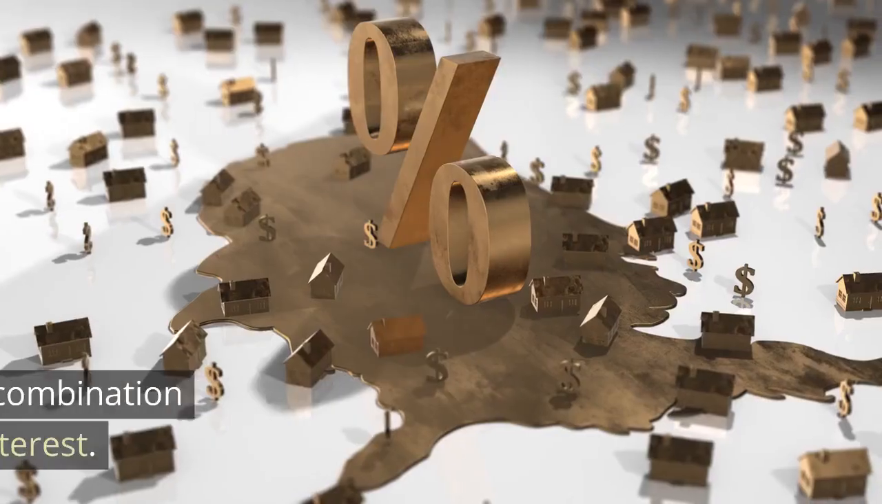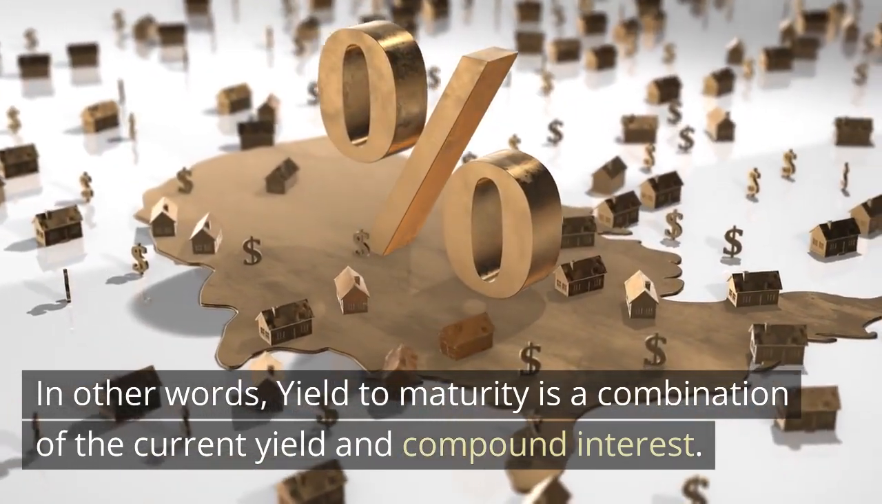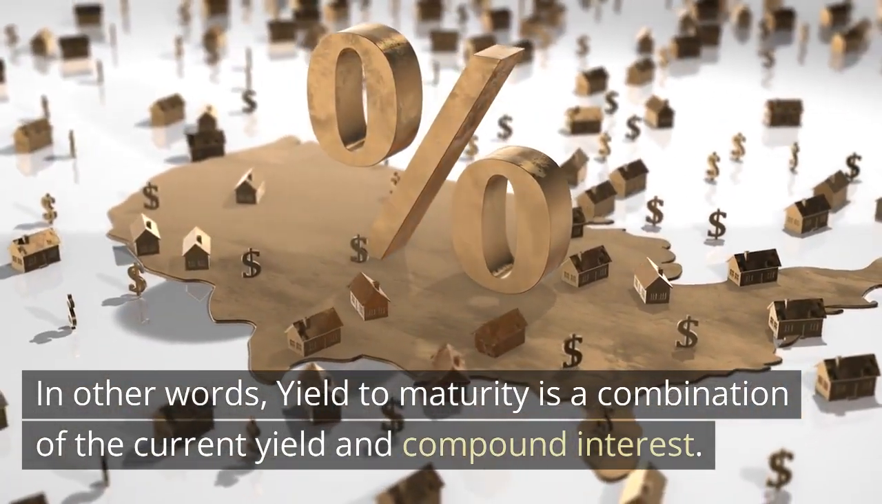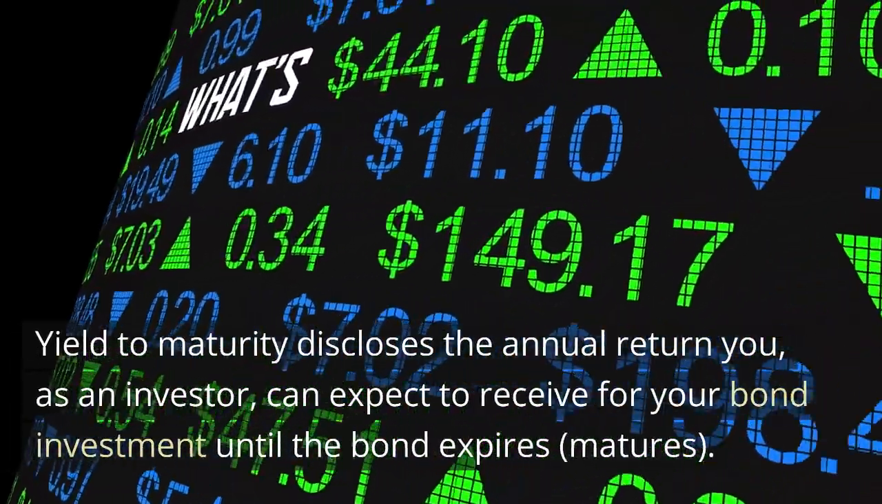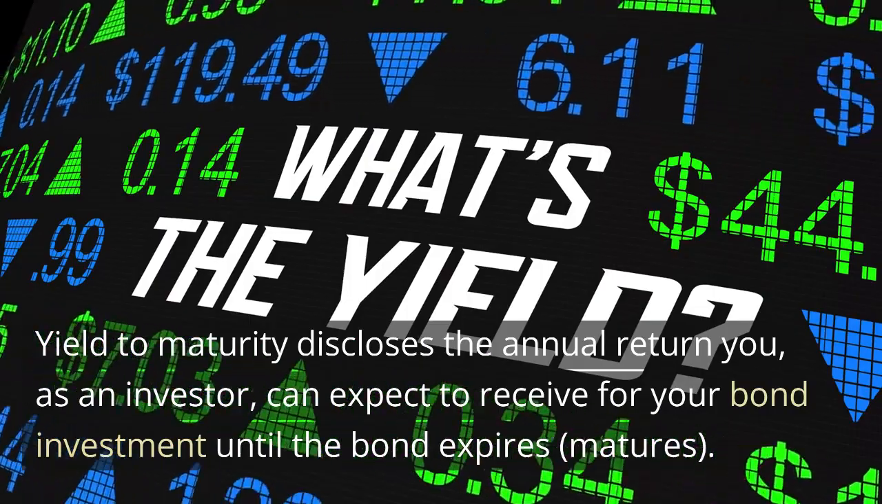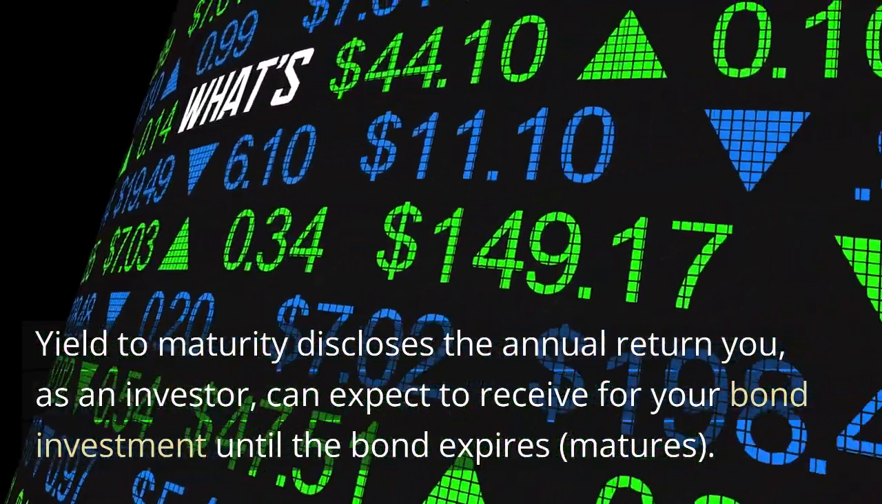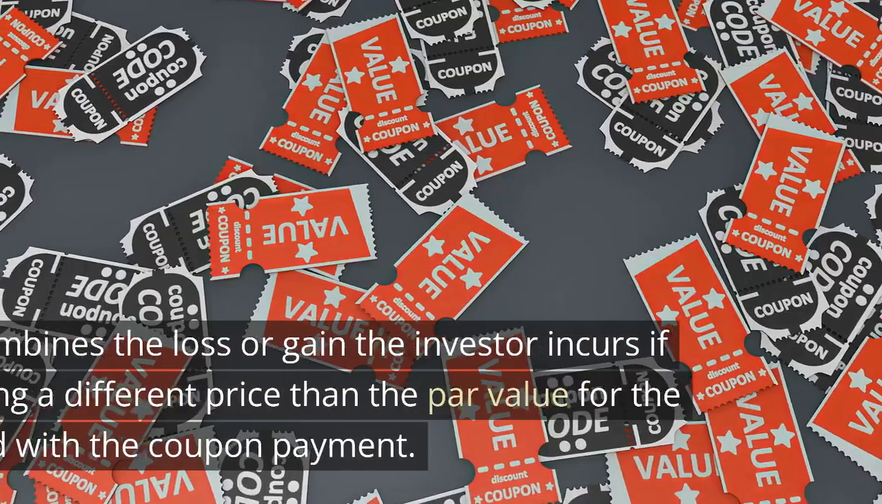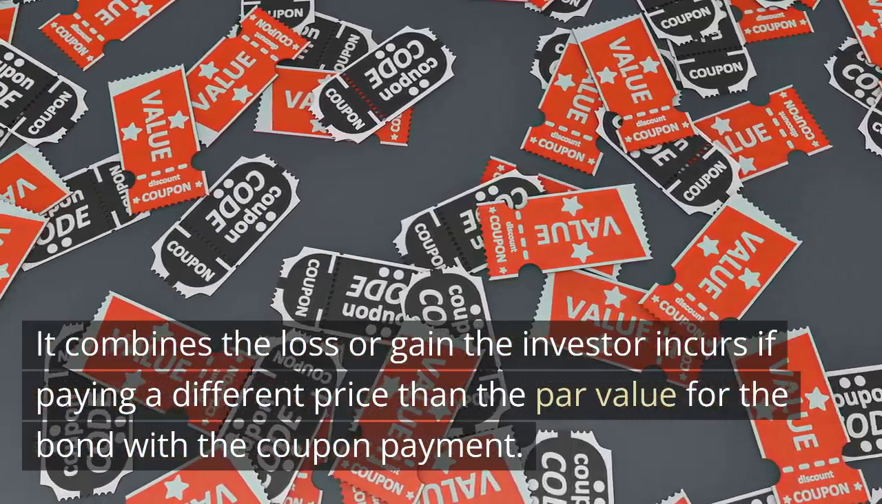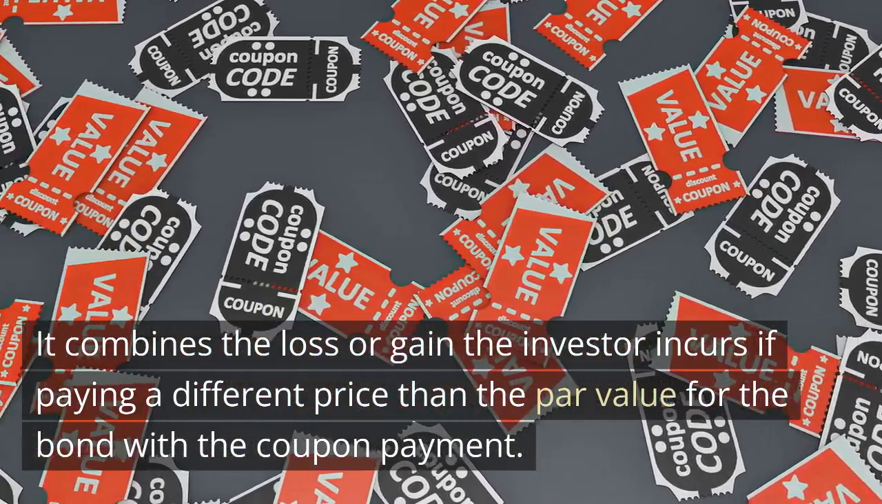50/1,200. In other words, yield to maturity is a combination of the current yield and compound interest. Yield to maturity discloses the annual return you, as an investor, can expect to receive for your bond investment until the bond matures. It combines the loss or gain the investor incurs if paying a different price than the par value for the bond with a coupon payment.